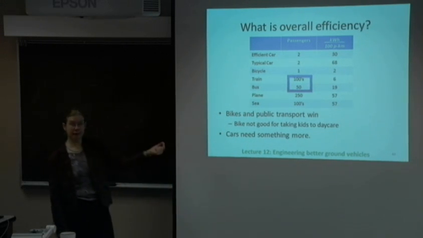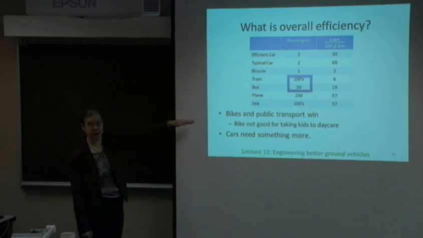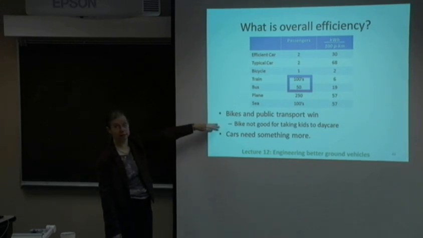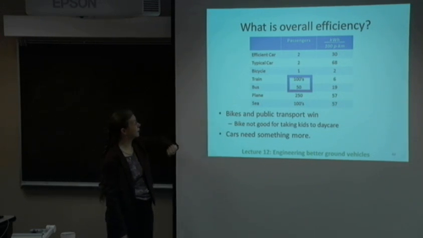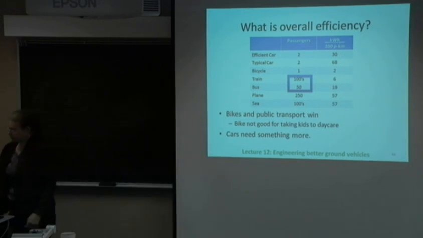So if you want to solve the energy problem by attacking transport, bikes and public transportation win, if you can get people to do it. But bikes are not good for taking the kids to daycare. You can carry some groceries on them. So cars are going to need something more to bring them back down into the reasonable range.